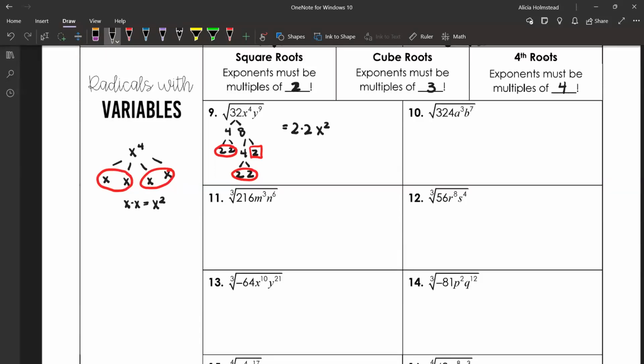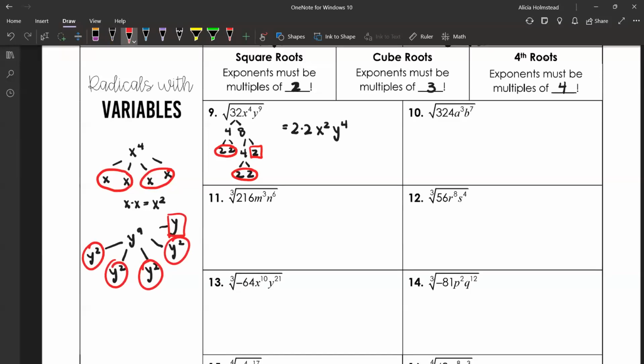Okay, with those y's, we have 9 of them. How many groups of 2 is in 9? Well, that's 4. And again, if we use our factor tree idea, I'm going to break these down into y squared groups, since we're looking for groups of 2. So that's 2, 4, 6, 8, and 9. So we've got 1, 2, 3, 4 groups of 2 with 1 left over. So that's where the 4 comes from.